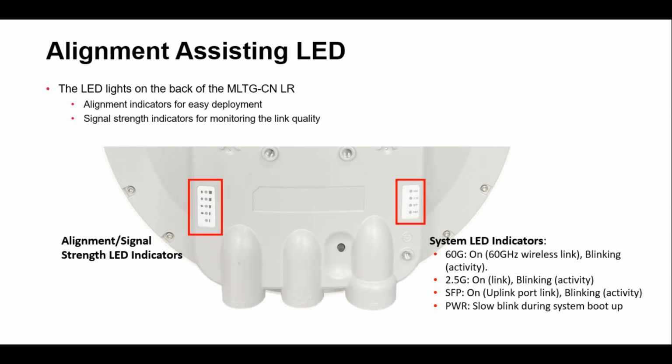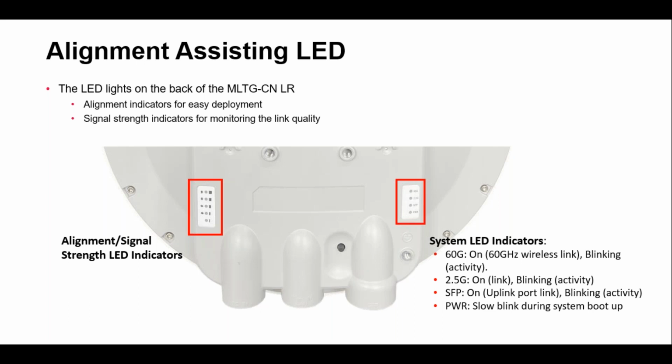So you see the alignment, and then once you're linked up, it'll give you your RSSI. And there's a chart, I should have put it in here, but figure, you know, one light is -59, two lights is -55, something like that. So that's what you'll see there.